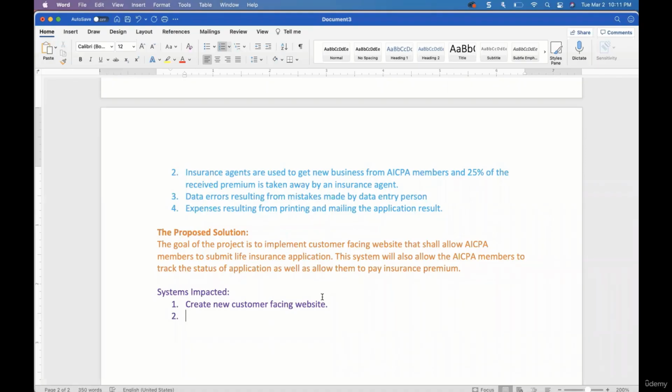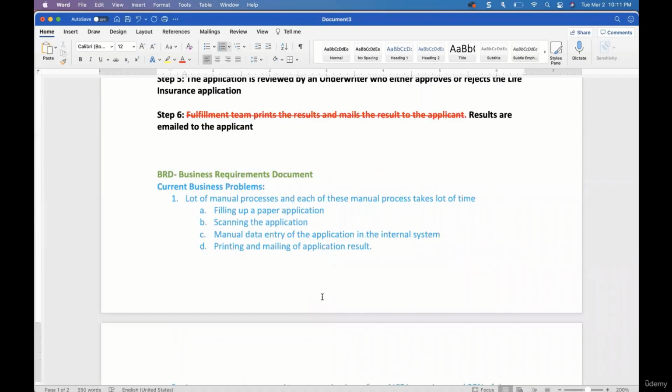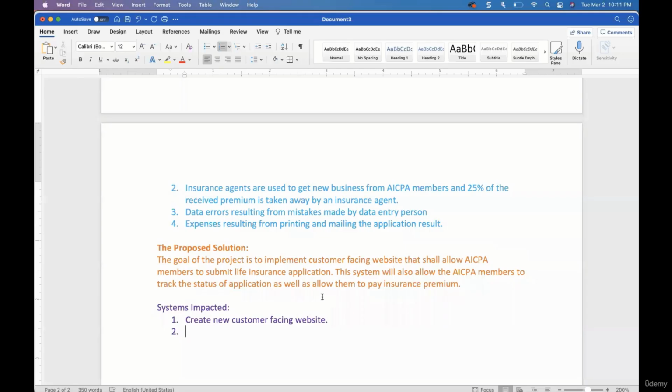We are creating a BRD, a business requirements document. So I want to identify, as a part of this project, what are the systems in which I need to make a code change? A place to register? No, that is the customer facing website. We're going to create that. Along with that, what else is a system in which I need to make a code change?